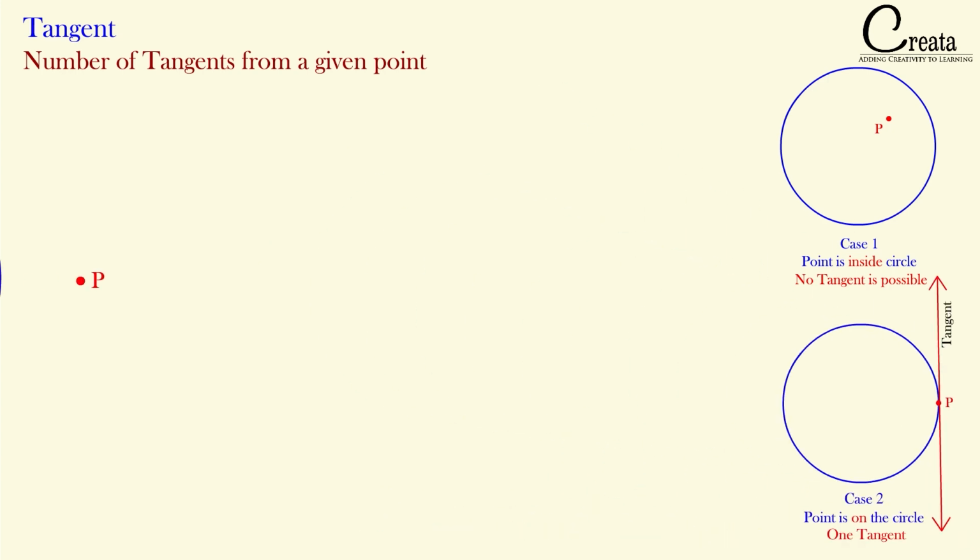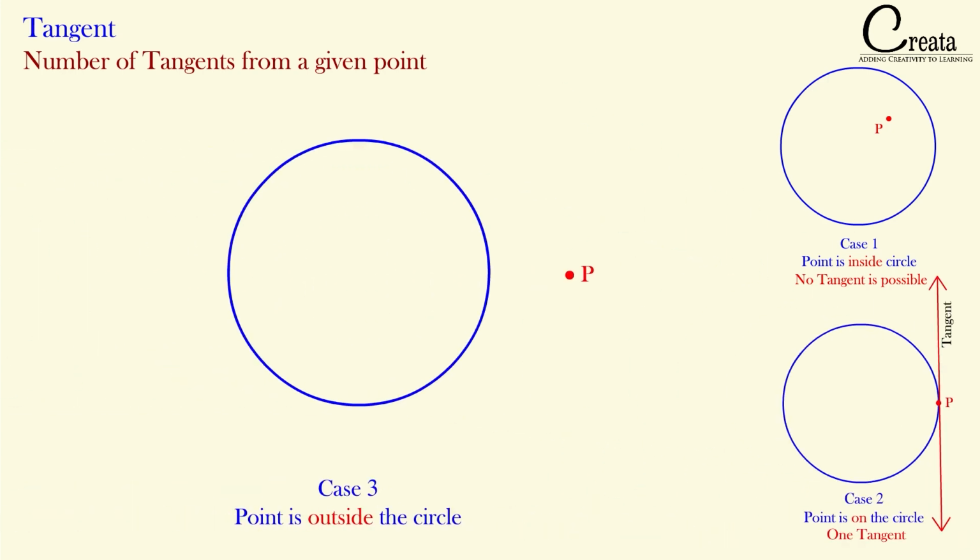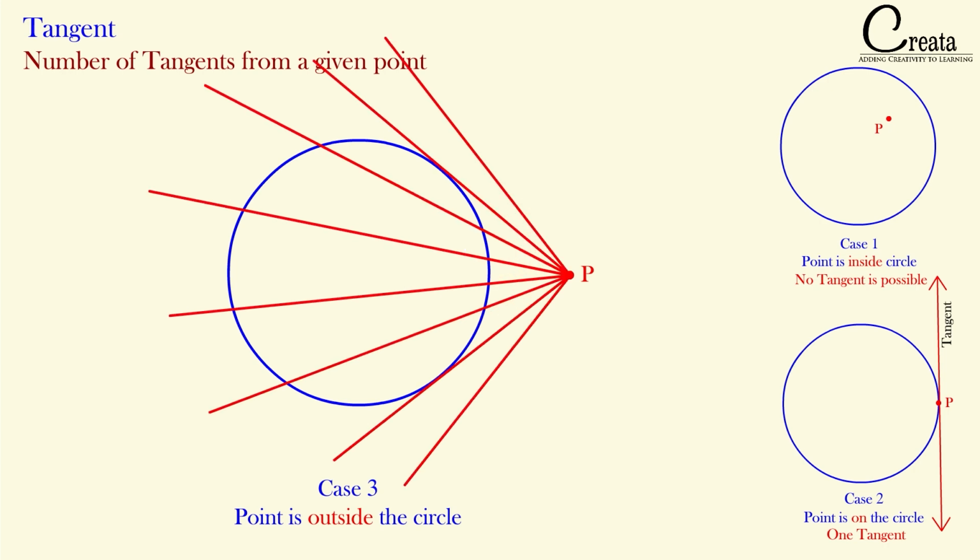Let's move to case number 3, in which we are having a point P outside the circle. This is a very important concept, and most of the questions are based on this concept. So pay your full attention please. Let's draw the line segments from this point P toward the circle. So all these line segments are originating from the point P. If you observe, the important concept is that we can have only two tangents from the point P which is external to the circle. All the other line segments are not the tangent.